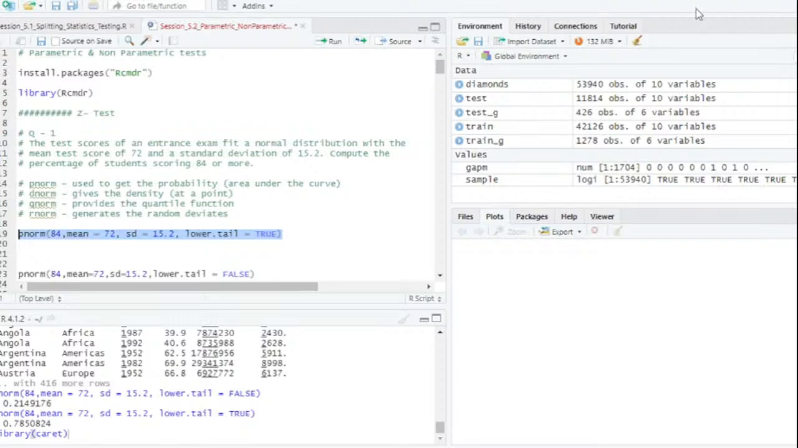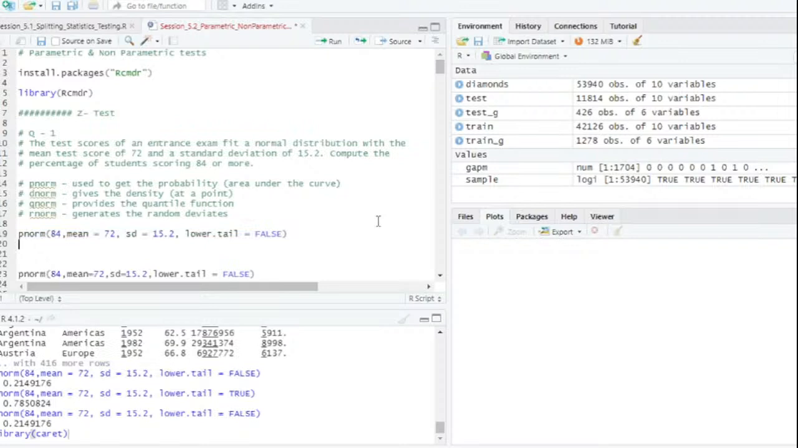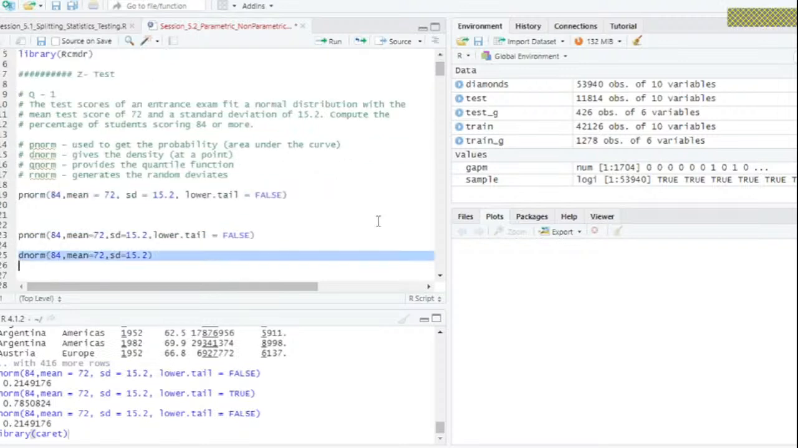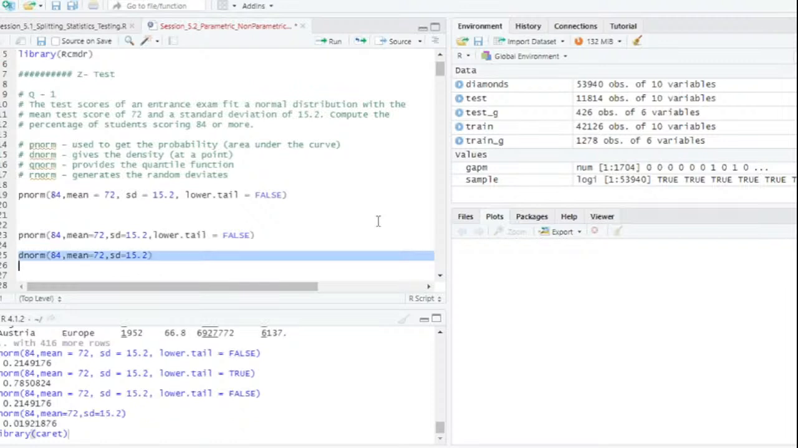Got it? Okay, but we want the area on the right side, no? Because we want students who scored 84 or more. I hope that clears the doubt, right? Okay, so this is the same pnorm, dnorm. Try dnorm. It will give you the density at that point, right? 0.01, 1.9% is the density.